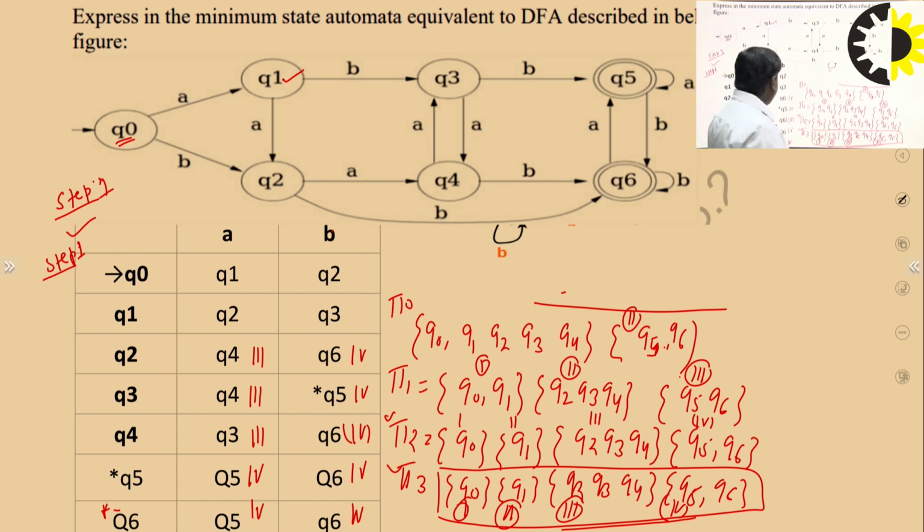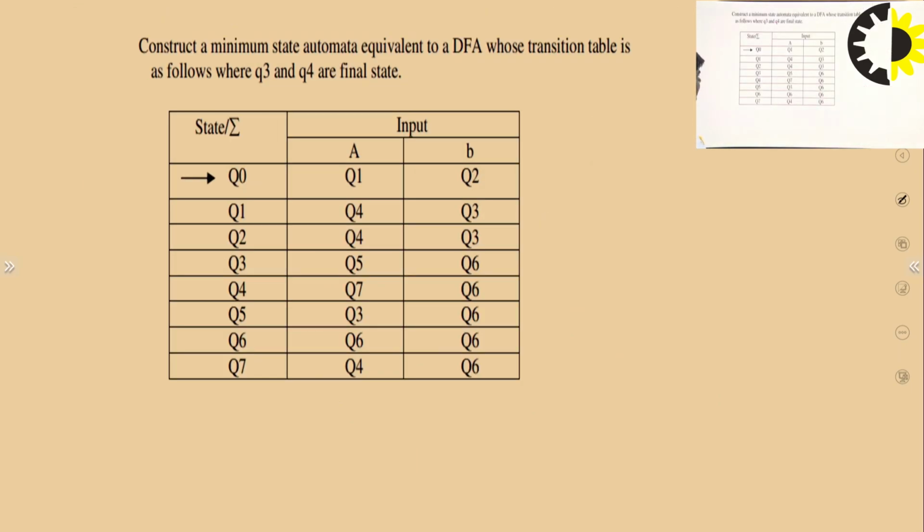Now, for better understanding, we take another example for the minimization of the finite automata. Same procedure. Step 1, draw the transition table which is already given. Now the second step, all these states are divided into two sets, set of final states and set of non-final states.